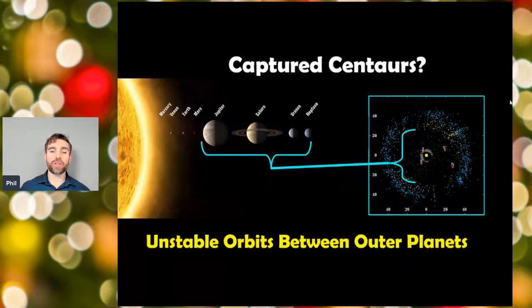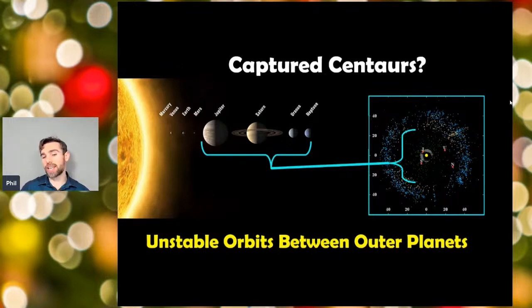Now, these captured objects at the outer part of our solar system, they're expected to be, or thought to be, centaurs. So these are objects that have orbits between the outer planets. So between Jupiter and Neptune, we've got a collection of these minor planets or asteroids, which are called centaurs. And because they're very close to the gas giants, they get scattered and bashed around a bit. So they have very unstable orbits, which means they can get very close to the planets, which then leads to being captured. So we expect that these are centaurs that have basically got their paths crossed with the planets and they've been captured.